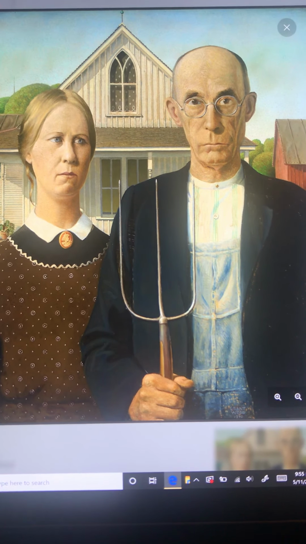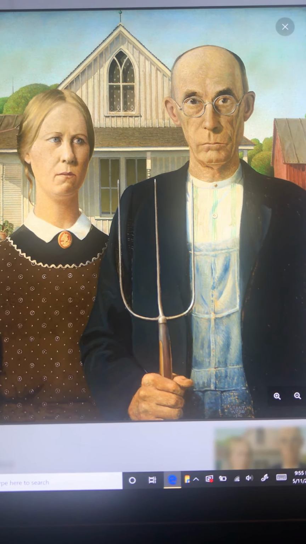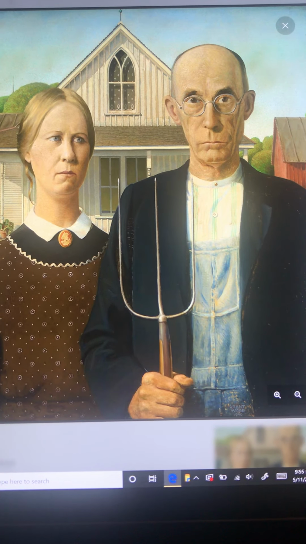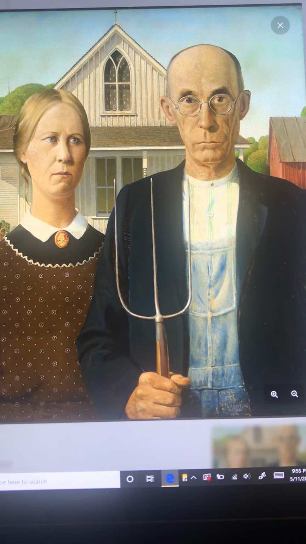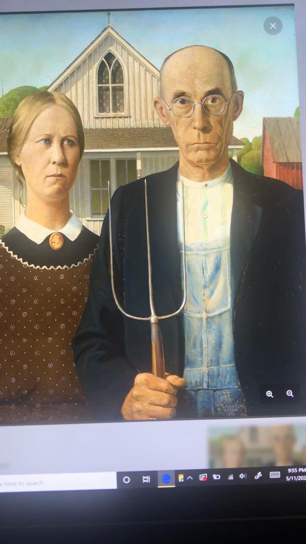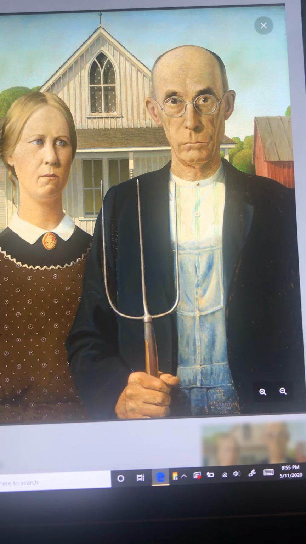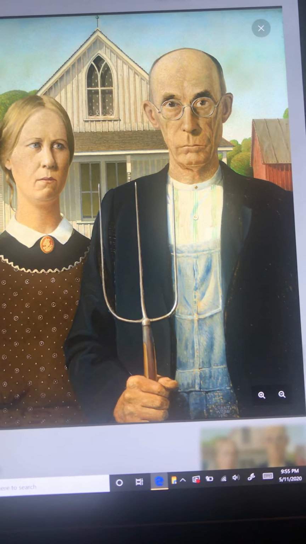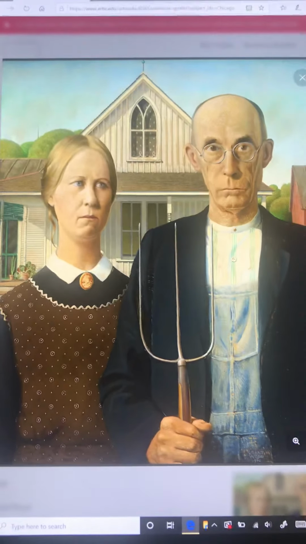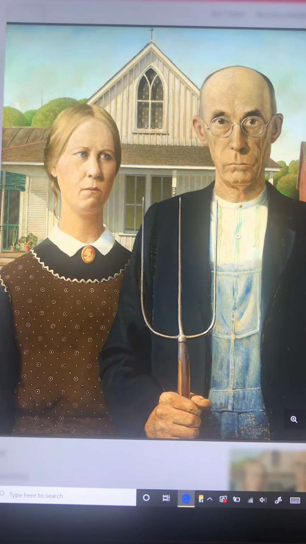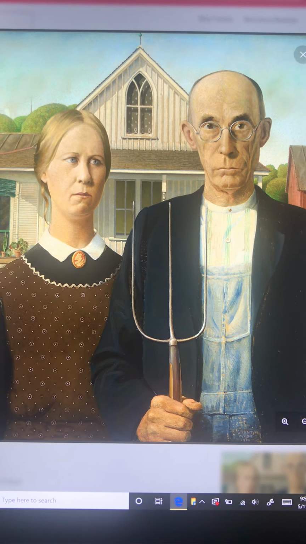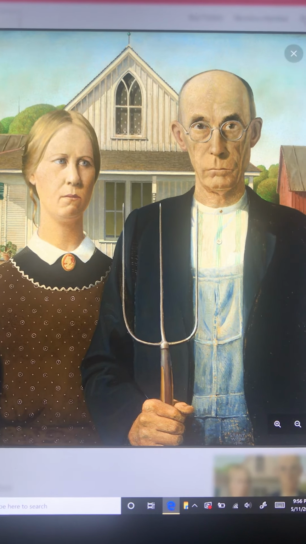The two individuals never posed together in real life as portrayed in the art. However, the home painted in the background did exist then and still exists today. The home is located in Eldon, Iowa, and due to this iconic painting, the home is now known as the American Gothic House and is a historical site. The portrait represents an American culture, laborers of rural areas.